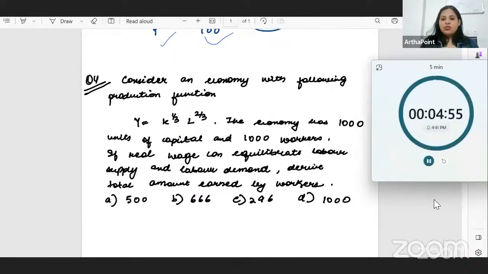Consider an economy with the following production function. Y is equal to, this is a Cobb-Douglas production function, K to the power 1 by 3, L to the power 2 by 3. Economy has 1,000 capital and 1,000 workers. Derive the total amount earned by workers. And options are given to you. Please try this question.